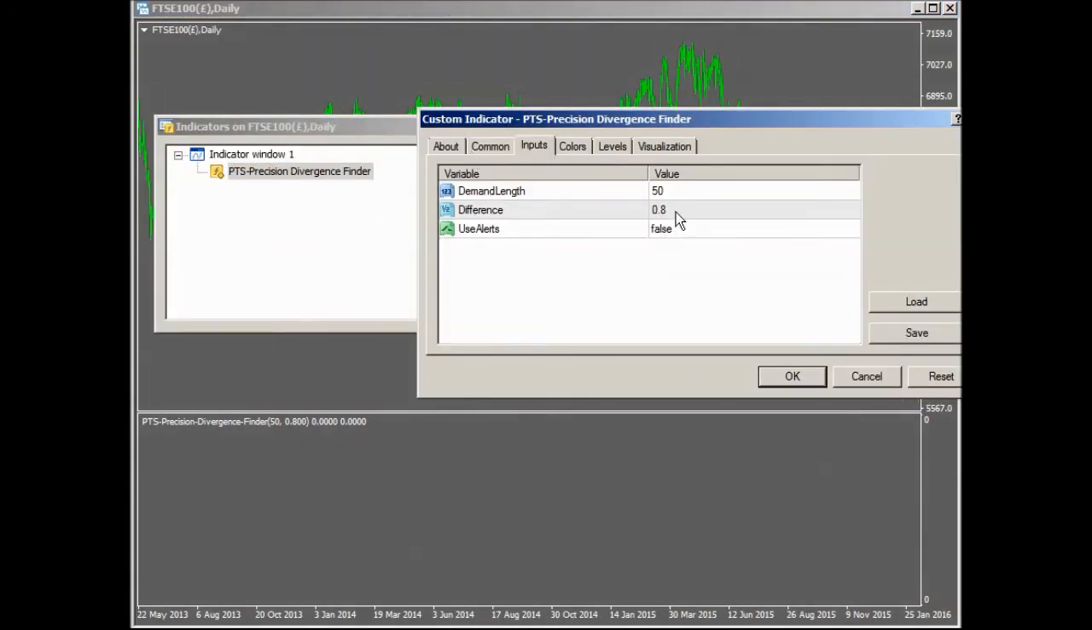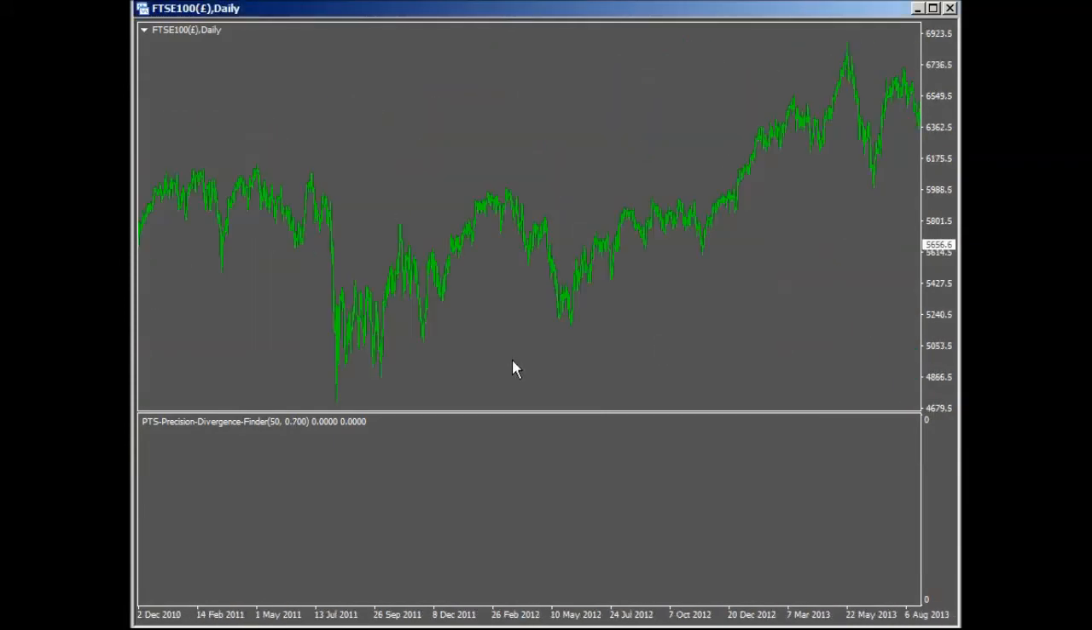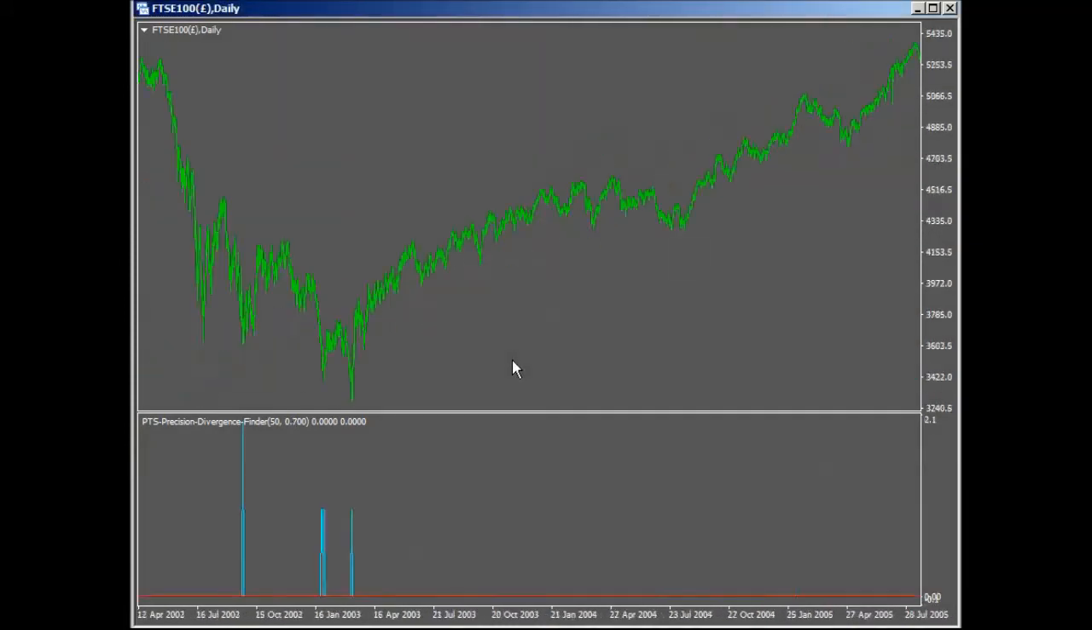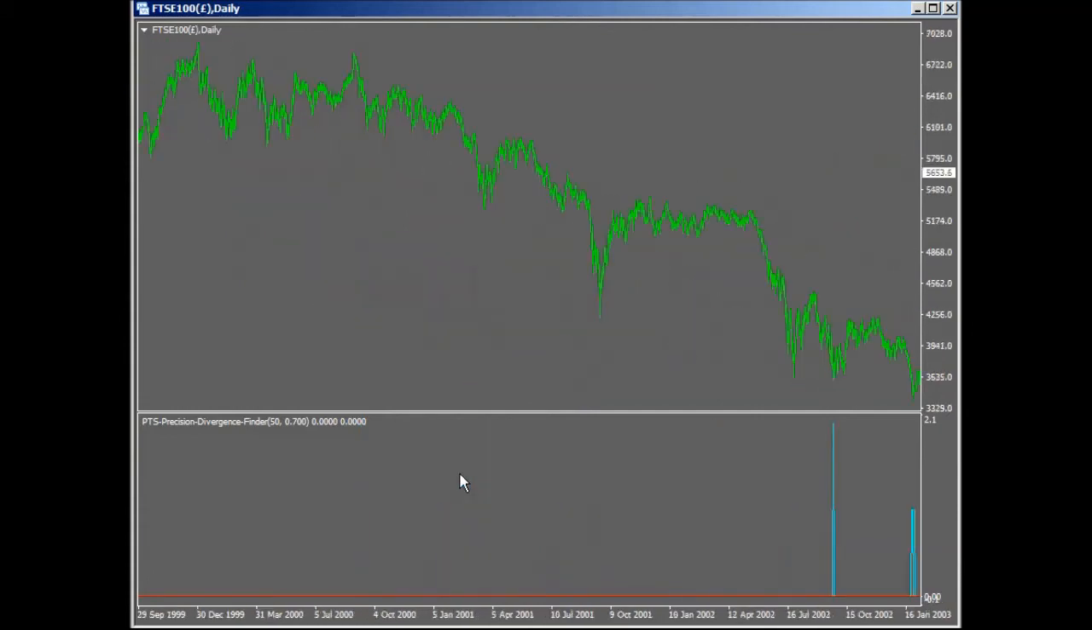Now let's make it look for 0.7. So it's found those same 2 signals again, and another one which was a small loser. It's interesting, there were more divergences here than here. So you can see this is 2.1, so that means it's found 2 divergences here and 1 divergence here and here. It goes up to a maximum of 20.